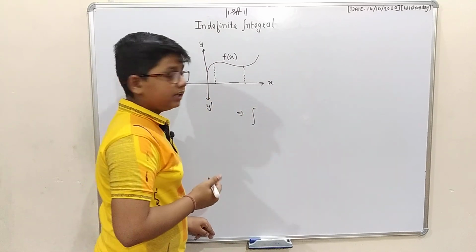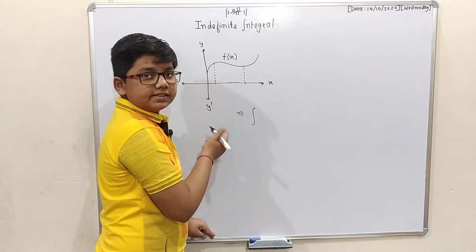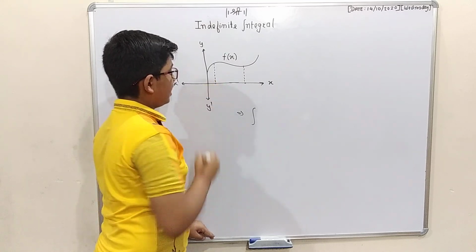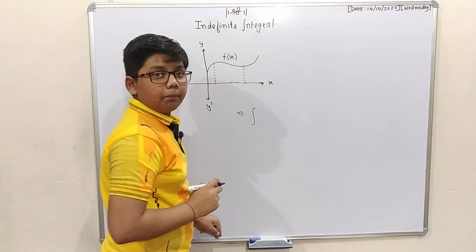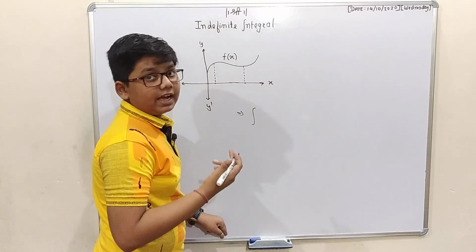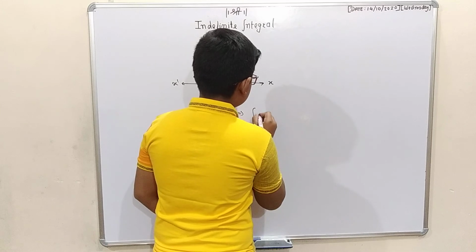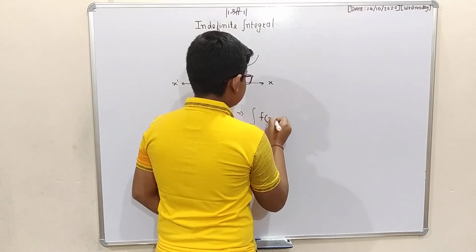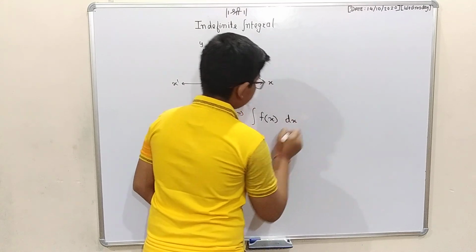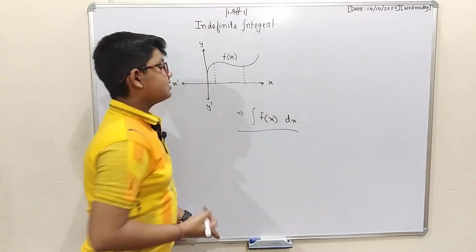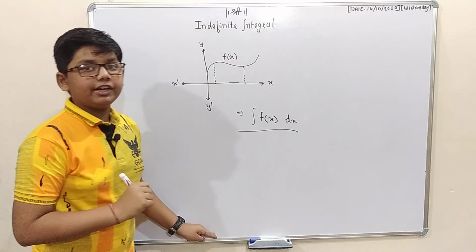Intersection points are not given. It is not compulsory that the intersection point must start from 0. It may lie anywhere. So we don't know what the points are over here. Intersection points A, B are not given. So just write the integral sign, the function, that is f of x. Since it is lying on the x-axis, we have to write dx. This type of integral is known as indefinite integration.